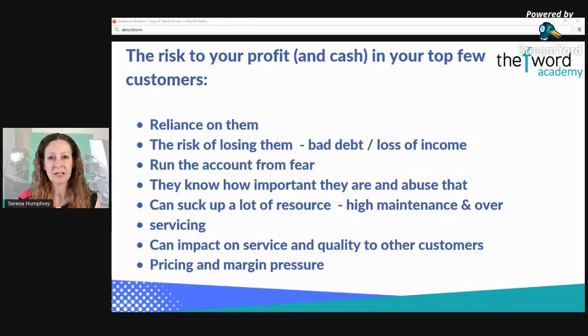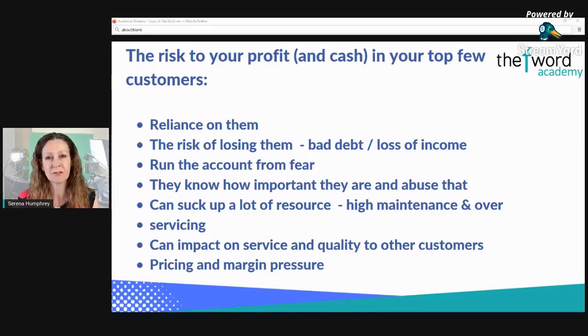So the key thing, as I've alluded to a minute ago, is the reliance on the people at the top of that list. When you're very reliant on a key customer or 1 or 2 or 3 key customers, you are living in a world where you are in fear of losing them. You worry about, oh my God, if we lost that client, we'd be screwed. If that customer went bust, we would lose the money that they owe us and we'd lose their ongoing income.